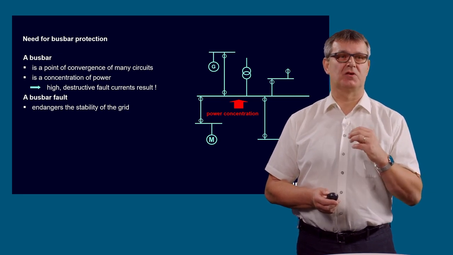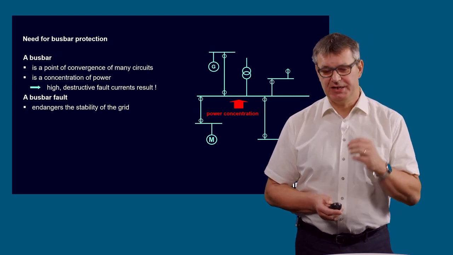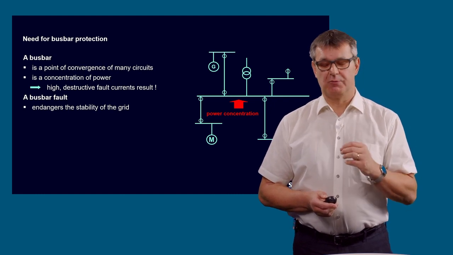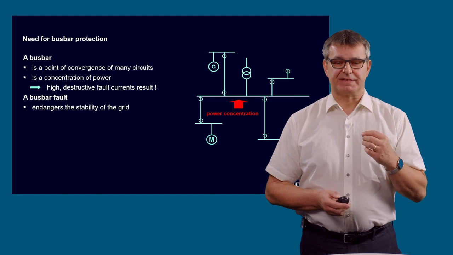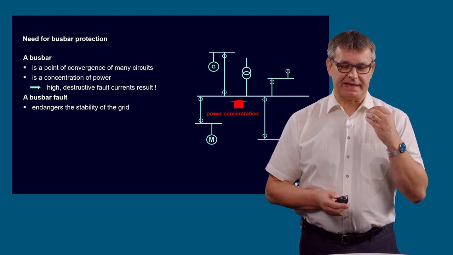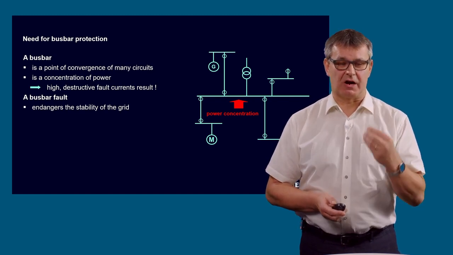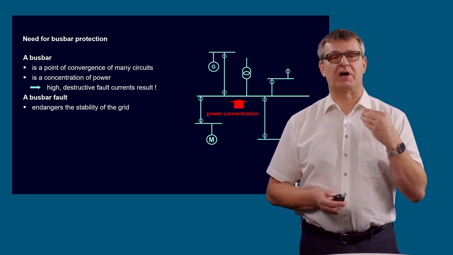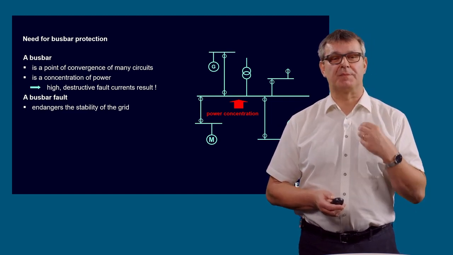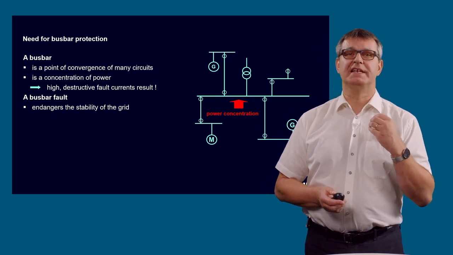If a busbar fault could not be cleared in time, very quickly, it could happen that a whole station, the net, will be unstable, for a whole country, for a whole continent like Europe, if we have a highly destructive fault on a busbar which is not cleared on time.